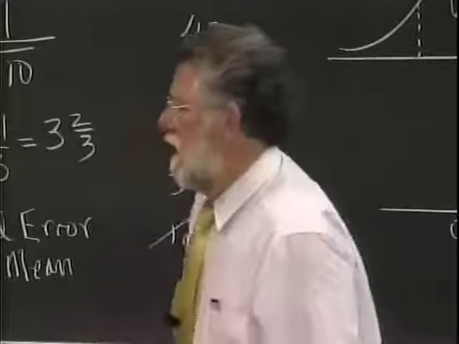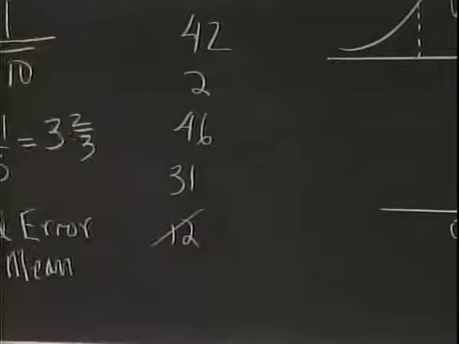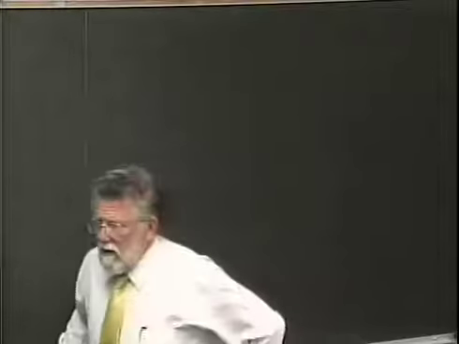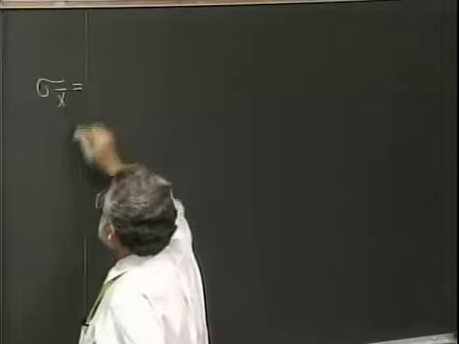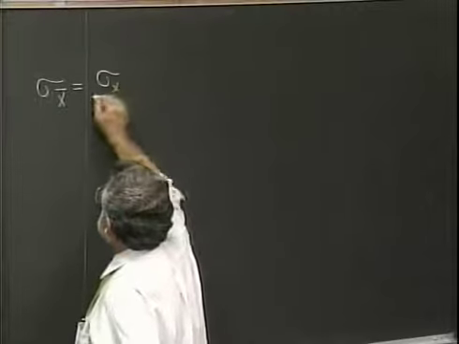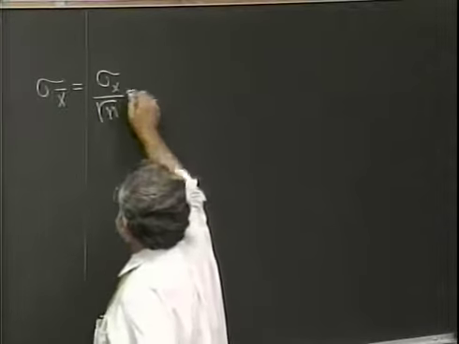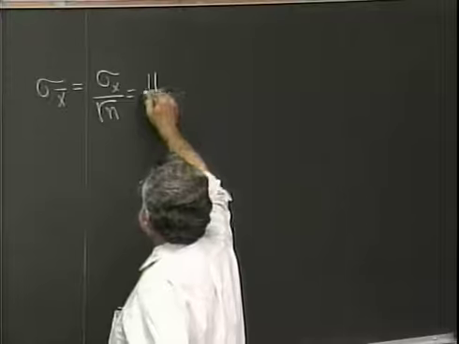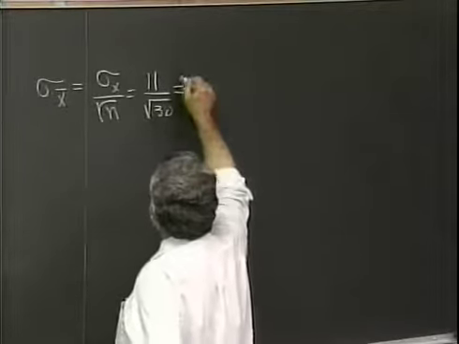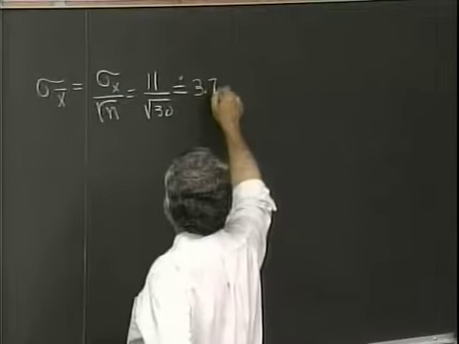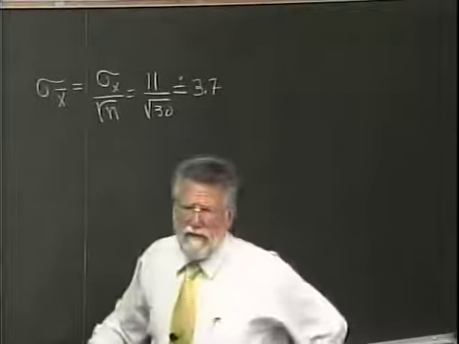Let me come to the sideboard and reflect here on something that we started the hour on. We looked at this. We argued this was 11. This was the square root of 30. And we said roughly 3.6 or 7. So I'm going to use roughly 3.7.